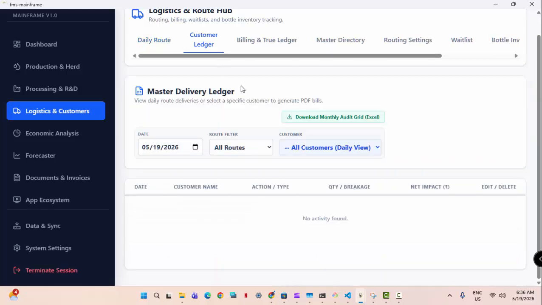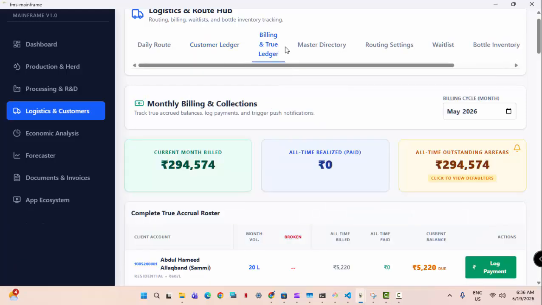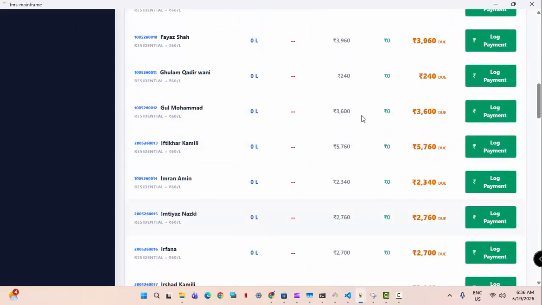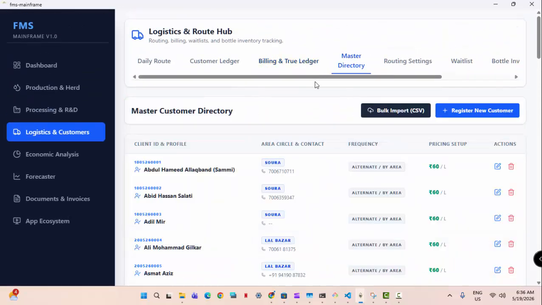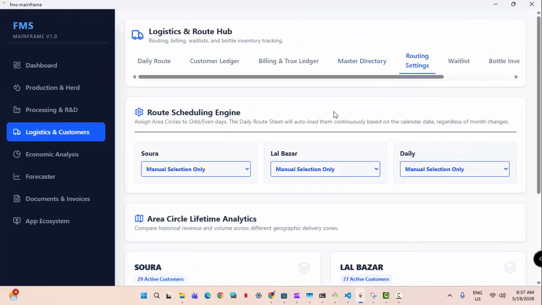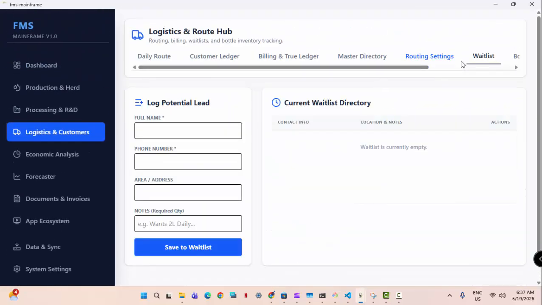Further, the customer ledger gives us proper hold of our customers, and it's a very good thing to provide your customers with a dynamic billing system. Monthly billing and collections gives us the idea of the revenue and how much who owes us. Further, there is a master directory having all the information of the customers. Then we have potential customers.